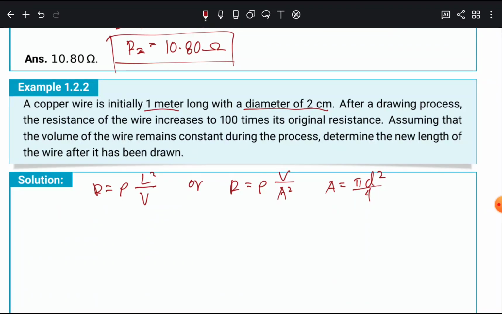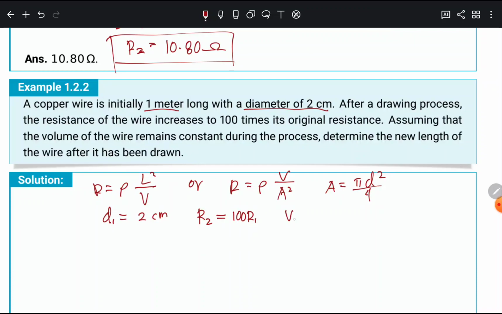So the conditions again: the initial area, instead of area, I'll just put D1, is 2 centimeters. Then what happens to the resistance? The resistance increases to 100 times its original. So R2, the new resistance, will be 100 times the original resistance, R1.